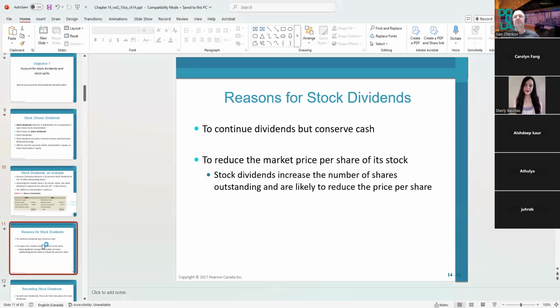Why would a company decide to give the shareholders a stock dividend? One of the reasons might be to preserve the cash. I expect some major cash outflows, but I want to keep my shareholders happy. So I'm going to give them a dividend, but instead of giving the cash dividend, I'm going to give them a stock dividend. The other option will be to reduce the market price per share. How is that market price going to reduce? By increasing the number of shares.